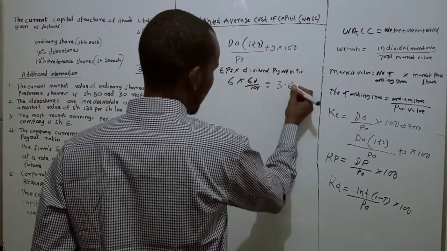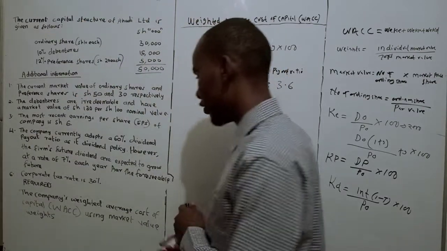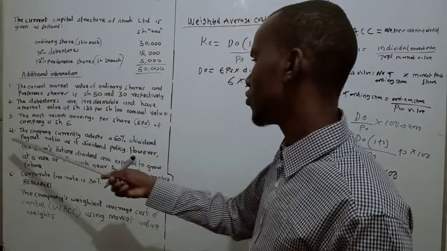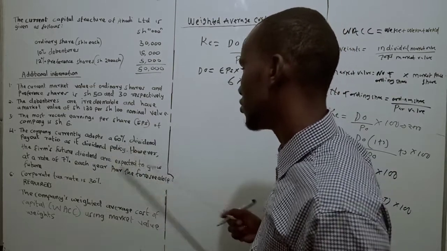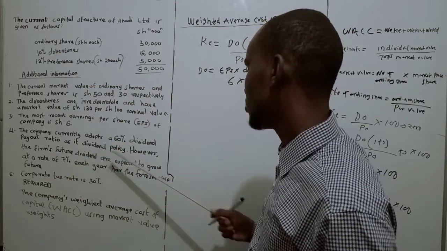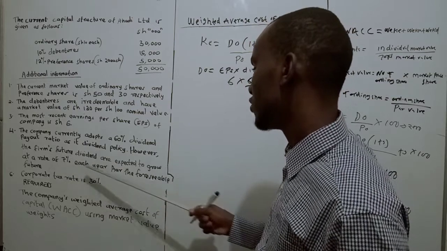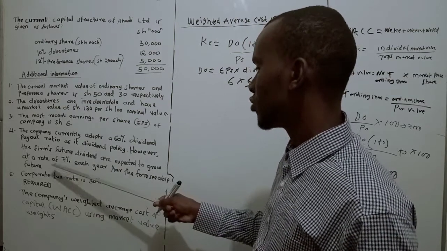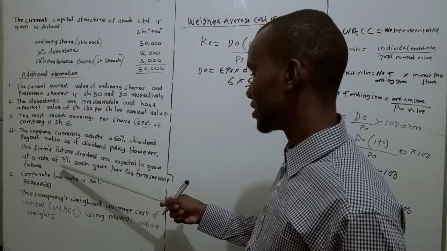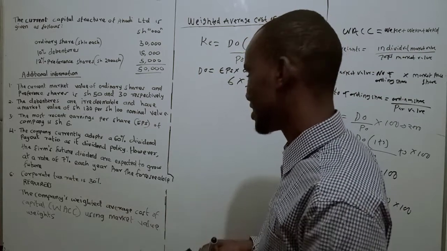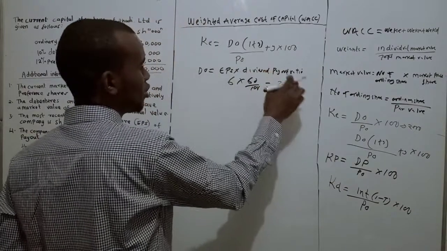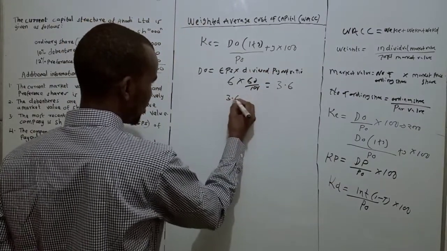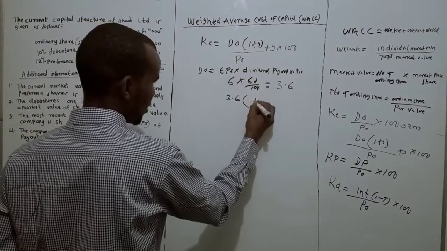3.6. Now, in additional information number 4, we are told that the company currently adopts a 60% dividend payout ratio as a dividend policy. However, the firm's future dividends are expected to grow at a rate of 7%. Our growth rate, g, is 7%. Now we can apply the formula. Our D0 is 3.6, times 1 plus 7%.